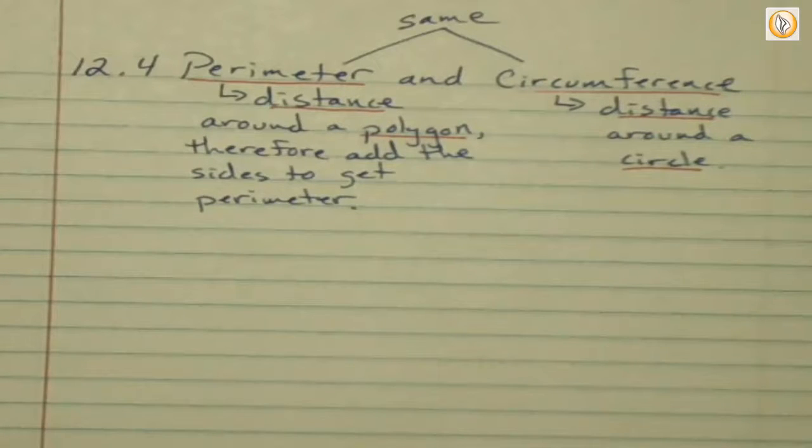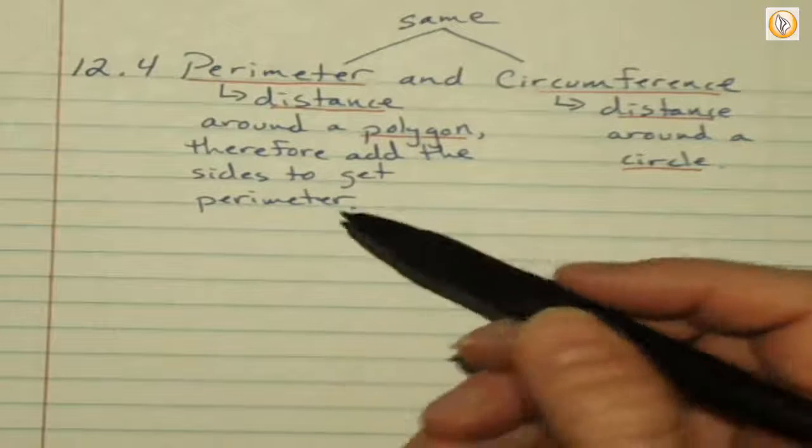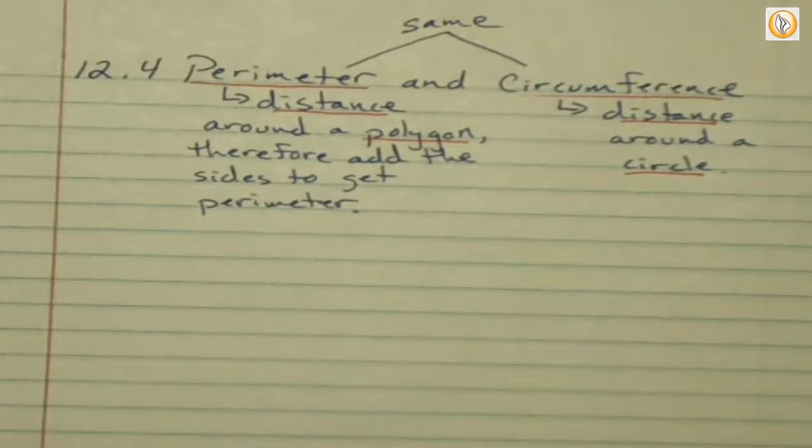Okay? Area is everything on the inside. Again, perimeter and circumference is the distance around these things. One is polygon. This is easy. You just add up all the sides. Circle, a little bit different.